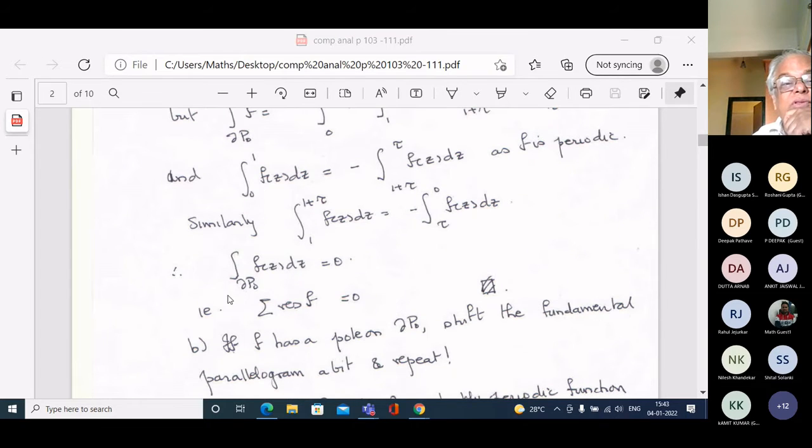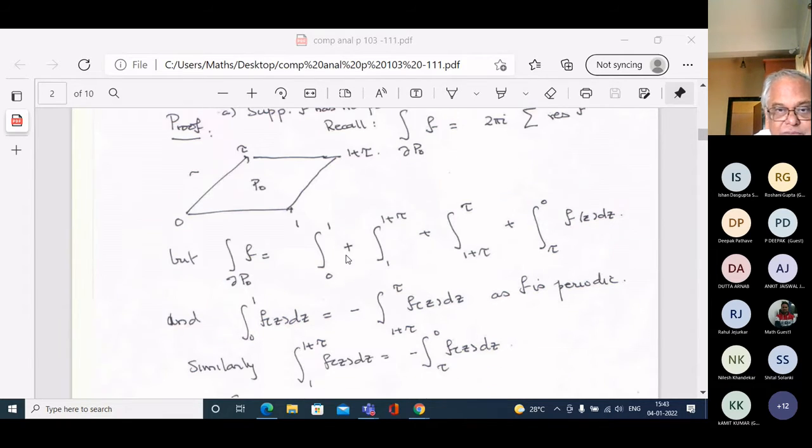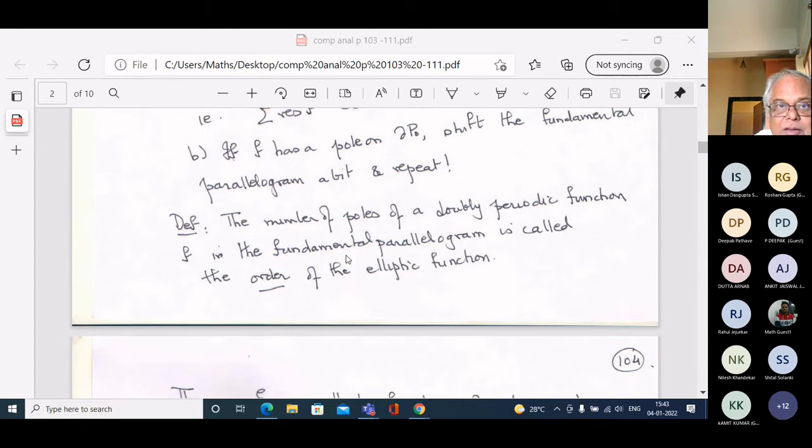But the integral over this region is the sum of the residues. So the sum of the residues is 0 in the fundamental domain, but it has at least one pole. And therefore, it must have at least one more pole, because the sum of the residues must be 0. If you have only one pole, then how can the sum of one of those things be 0? And of course, if you have a pole on the boundary, then you just shift the region so that you don't get a pole on the boundary. So there's no big deal about that.